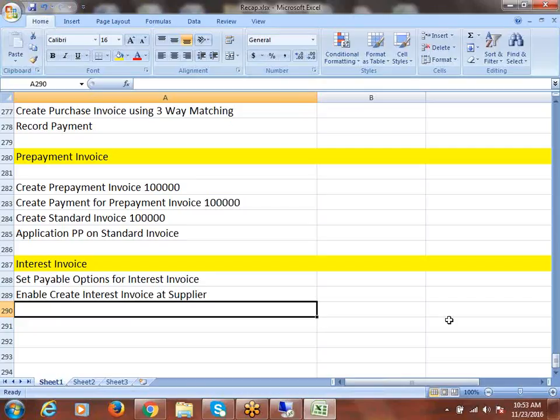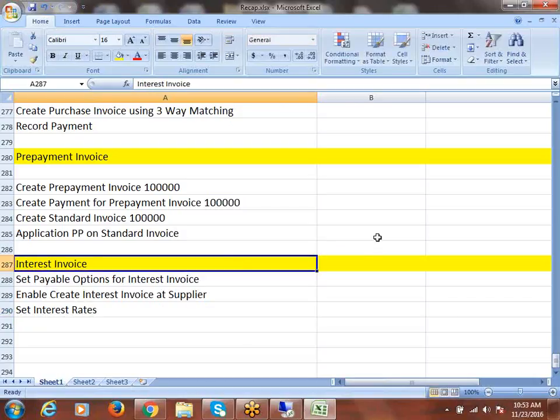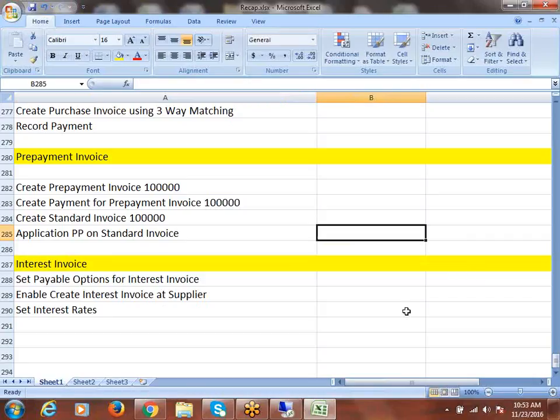The third setup is to create or define interest rates. So I'll use the term define. Simply say set interest rates. These are the three setups we have to perform.